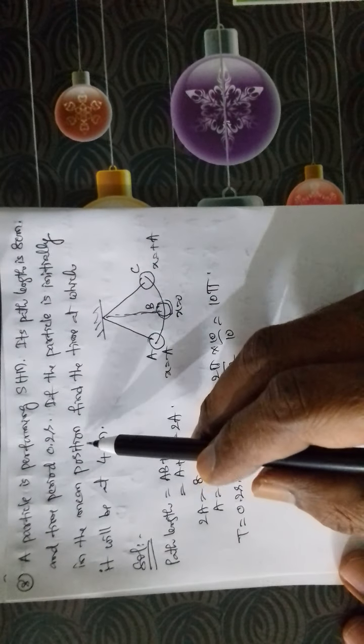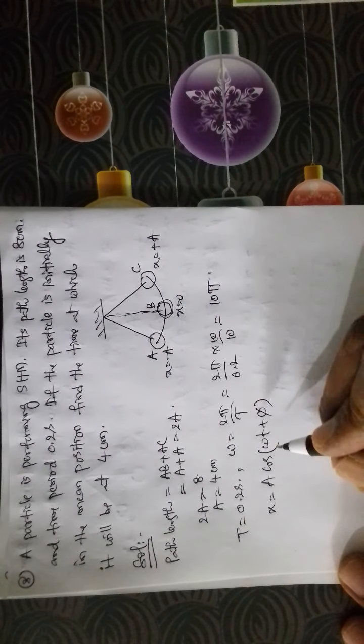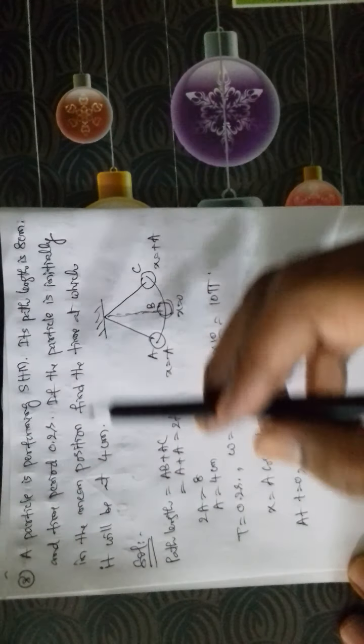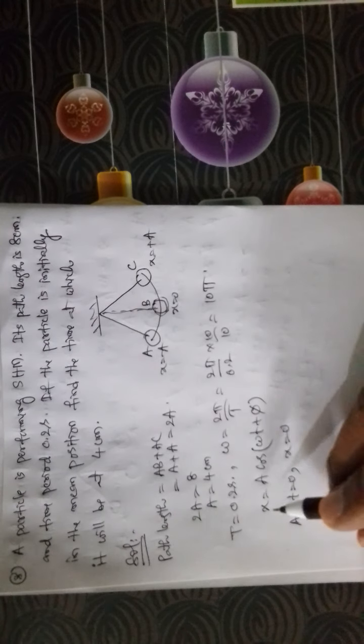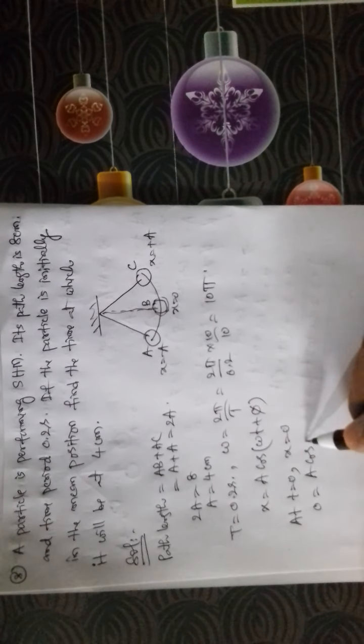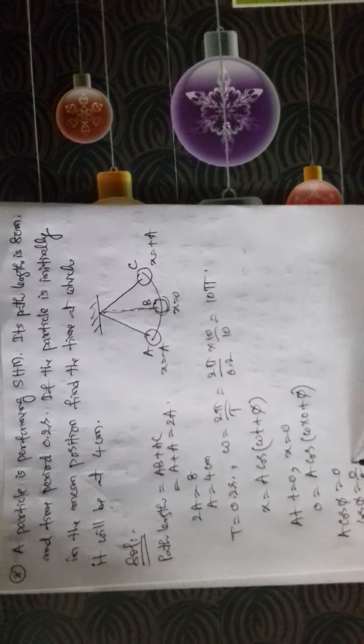If the particle is initially in the mean position, say for this, an equation is required for displacement. Now if the particle is initially, means t is equal to 0, at t is equal to 0, where is the mean position? Mean position means x is equal to 0. Let us substitute these values in this. X is equal to 0 is equal to A cos (omega into 0 plus phi), or A cos phi is equal to 0, that means cos phi is equal to 0 by A is equal to 0, phi is equal to 90 degrees.